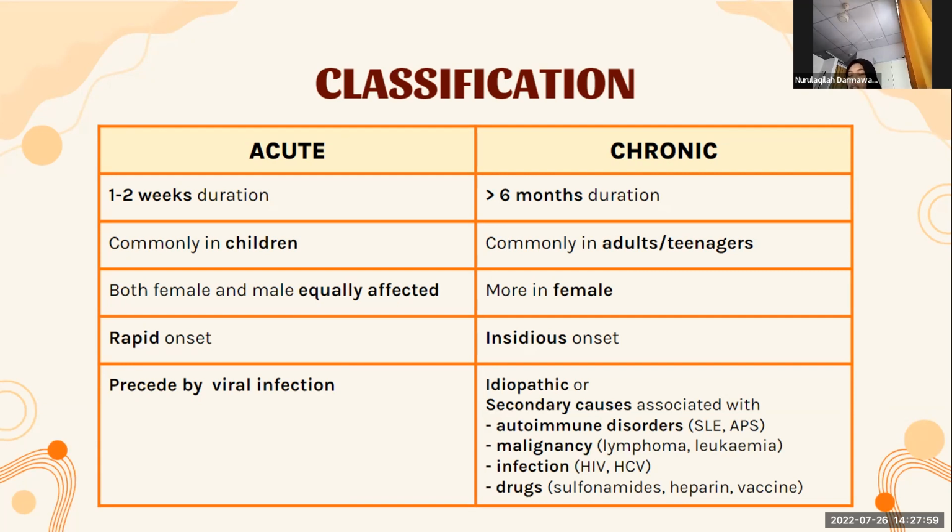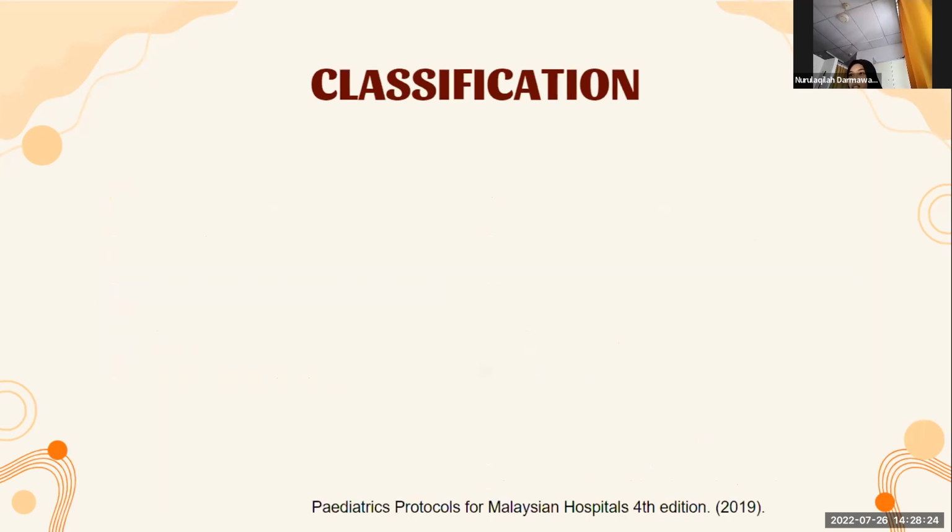And the chronic one is related to idiopathic or secondary causes of thrombocytopenia, which can be associated with autoimmune disorders like SLE or APS, antiphospholipid syndrome, malignancy like lymphoma or leukemia, infection like HIV or hepatitis C virus, drugs like sulfonamide or heparin, or vaccine. Next.